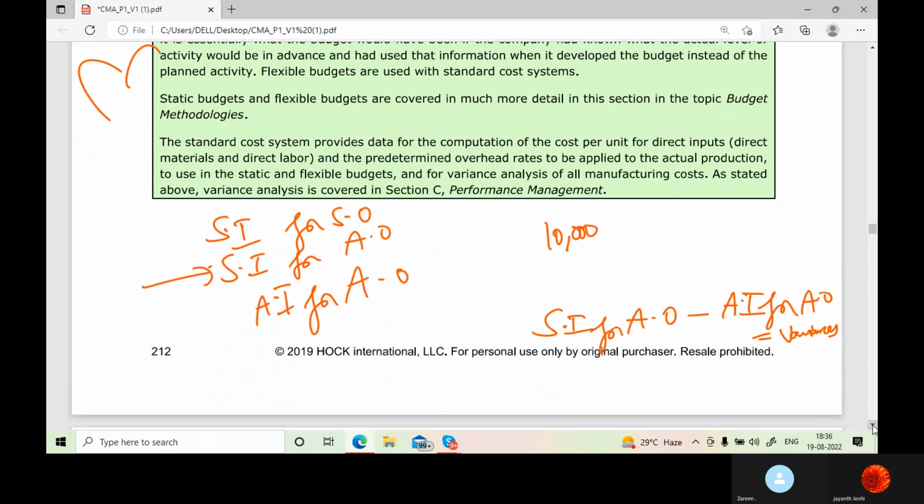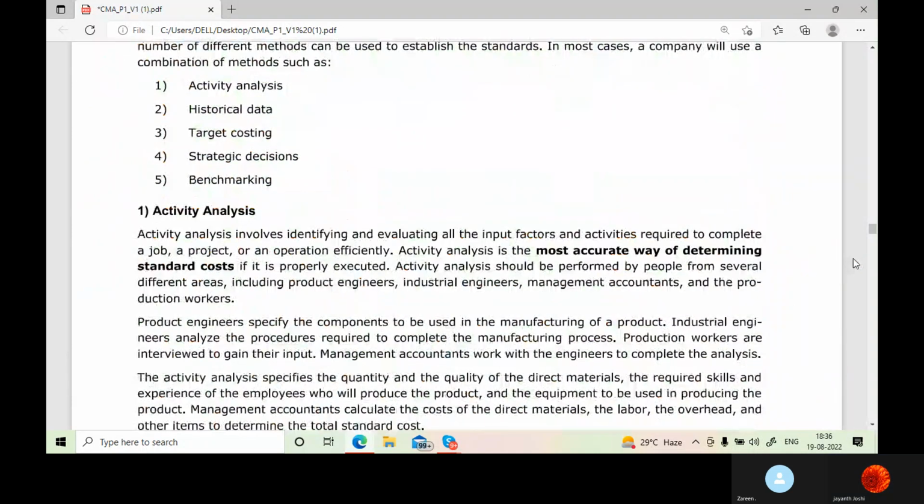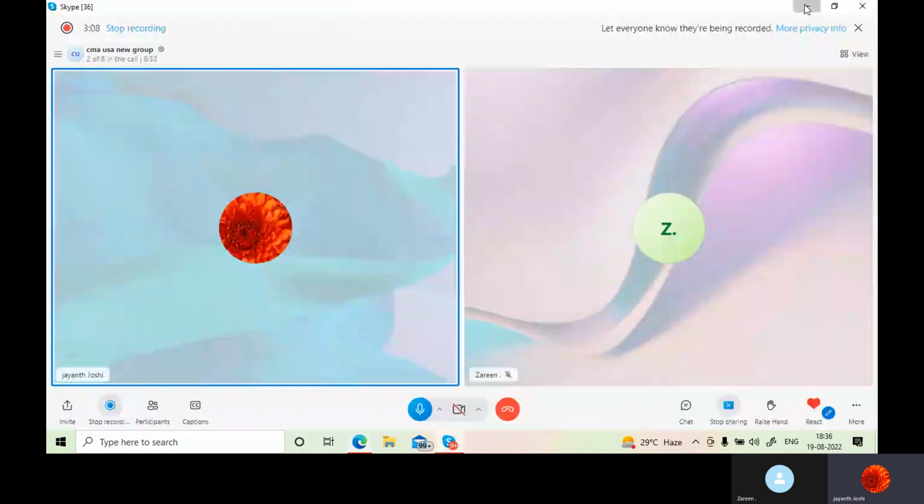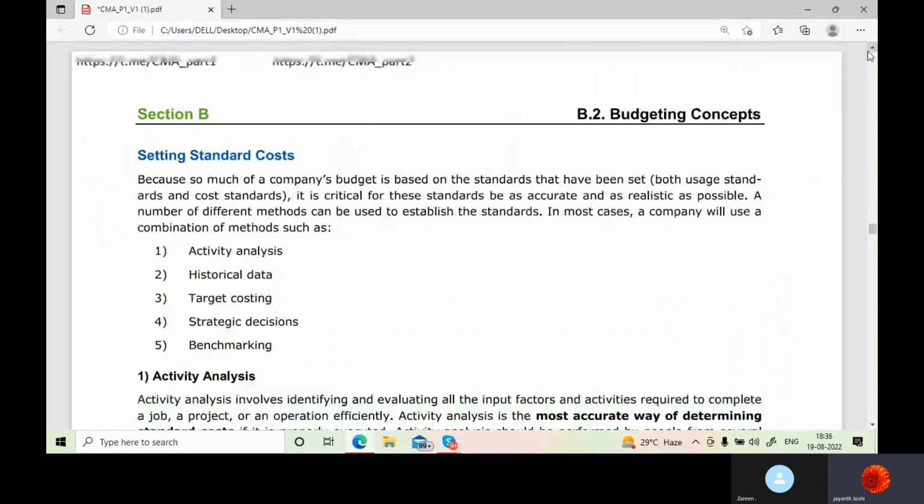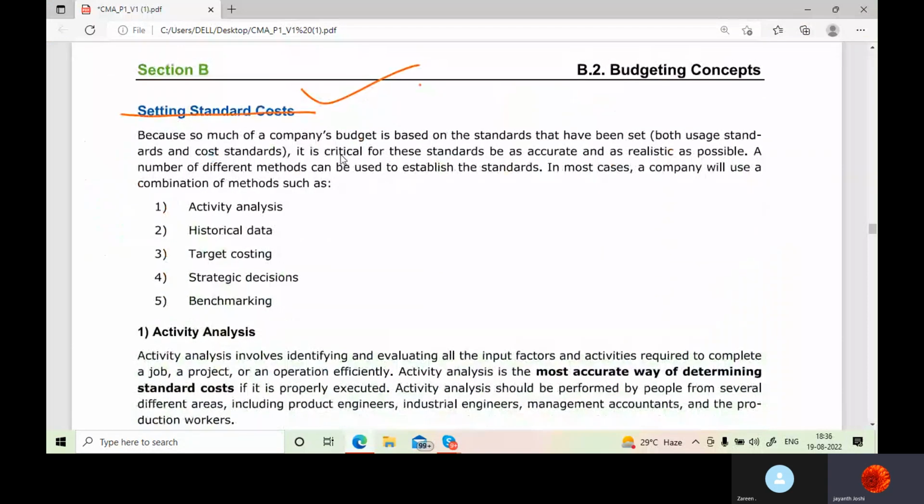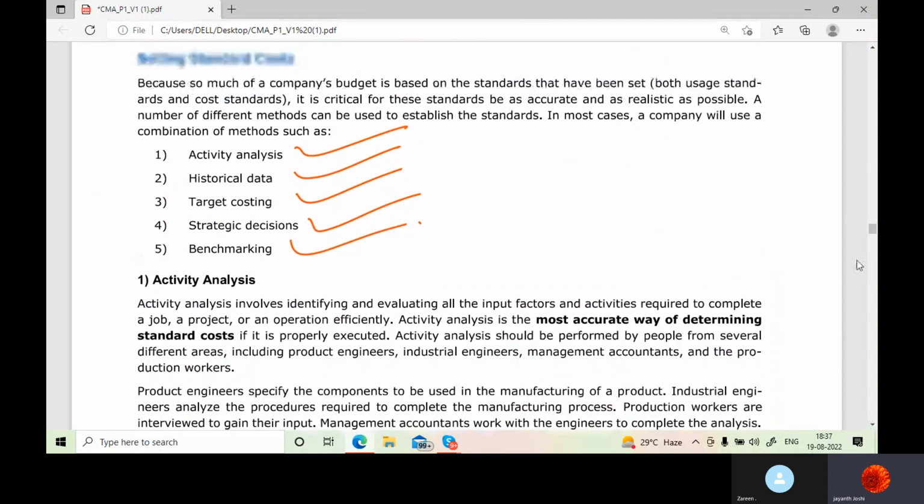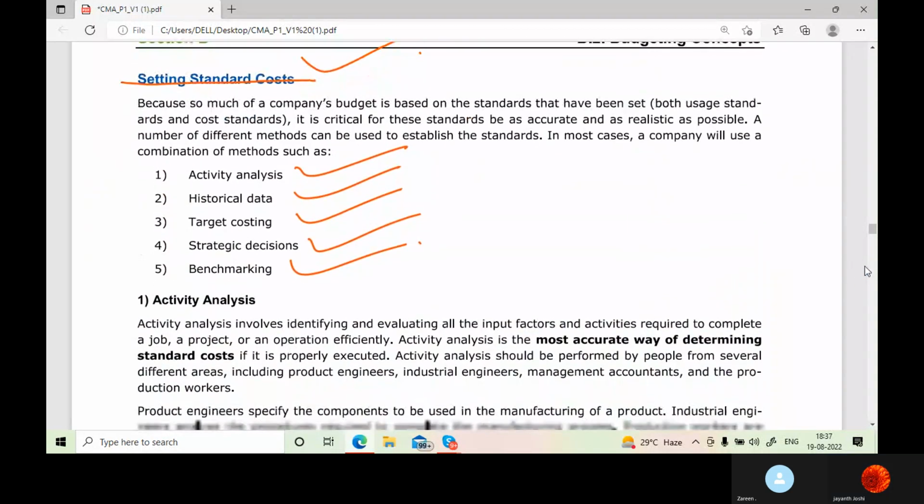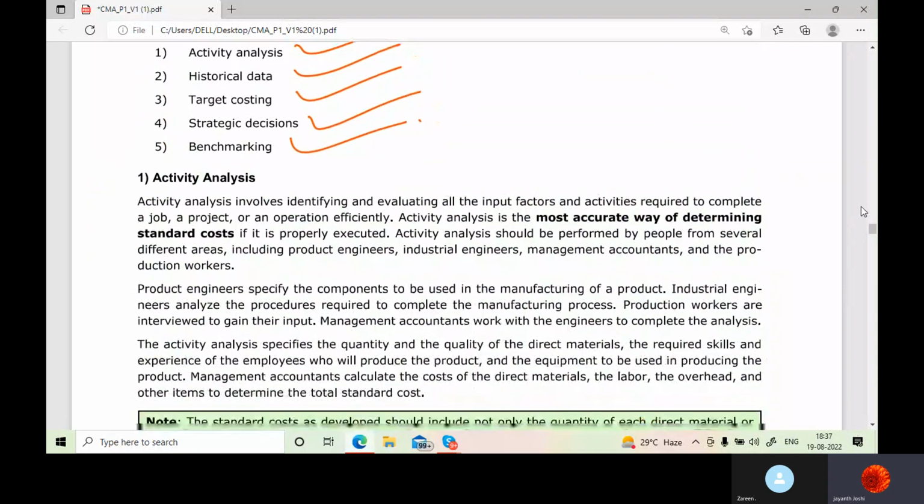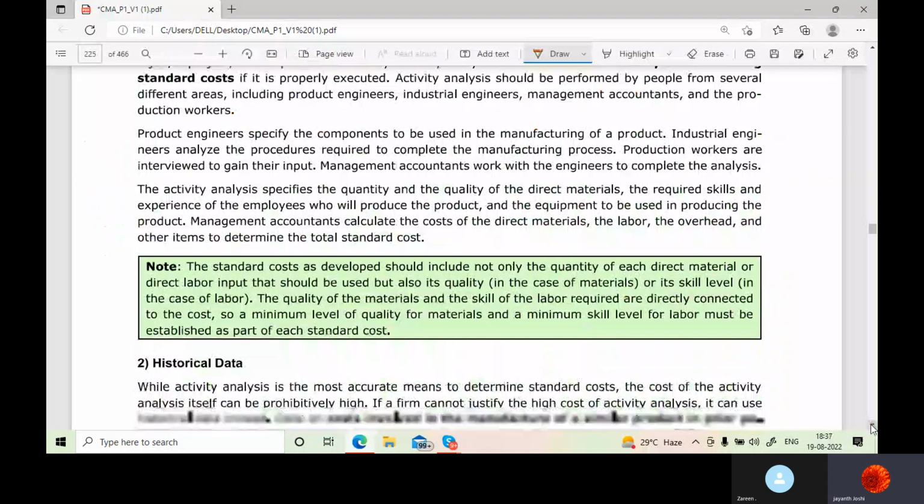So now we're entering into the new topic, that is standard cost, setting standard costs. There are various methods with which you can set your standard cost: activity analysis, historical data, target costing, strategic decisions, and benchmarking. So let's discuss the first one, how we can set standard cost with these various methods. Activity analysis.